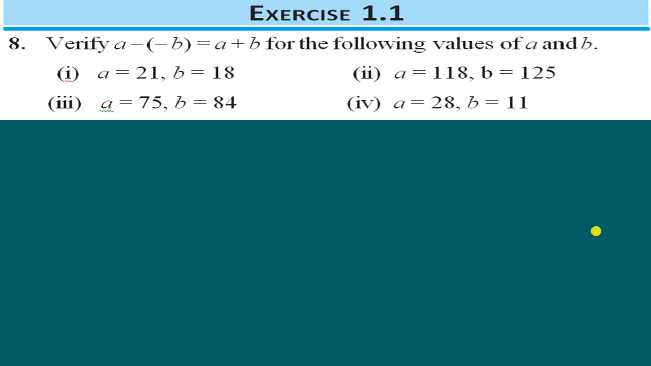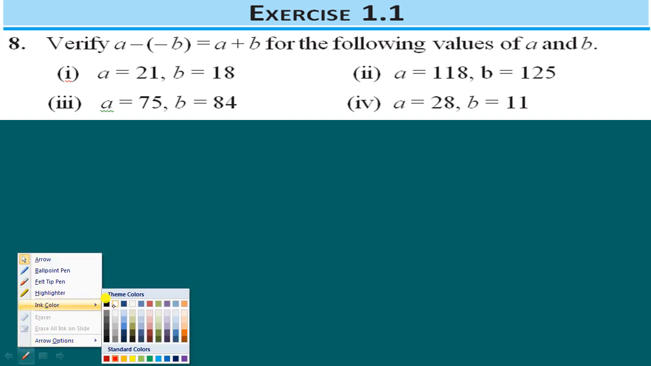Hello everybody. Today we shall discuss exercise 1.1 question number 8. Verify a minus of minus b is equal to a plus b for the following values of a and b. Let us solve this problem.